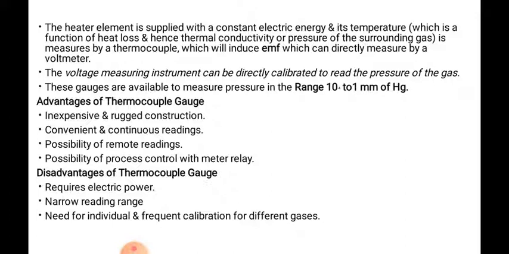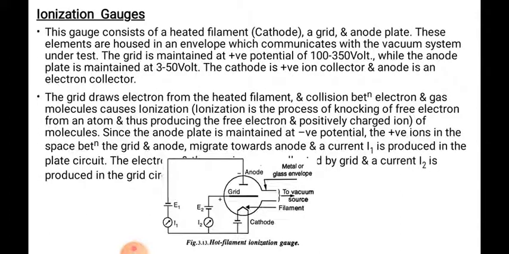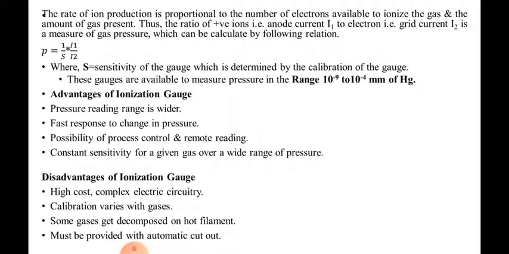Then the range of the thermocouple gauge is 10 to the power minus 4 to 1 mm of Hg. The range for the Pirani gauge is 10 to the power 5 to 1 mm of Hg. And the range of the ionization gauge is 10 to the power minus 9 to 10 to the power minus 4 mm of Hg. Whatever the remaining gauges for pressure measurement, we will cover in the upcoming lectures.